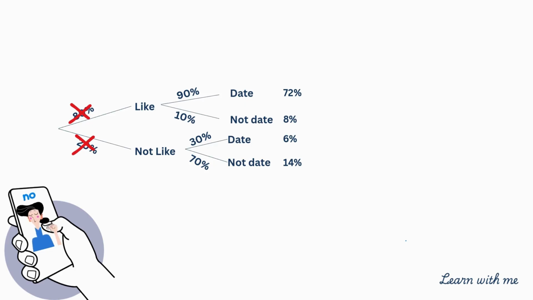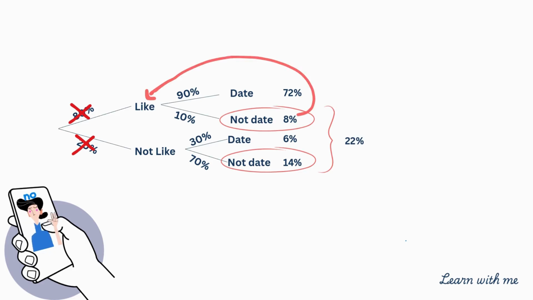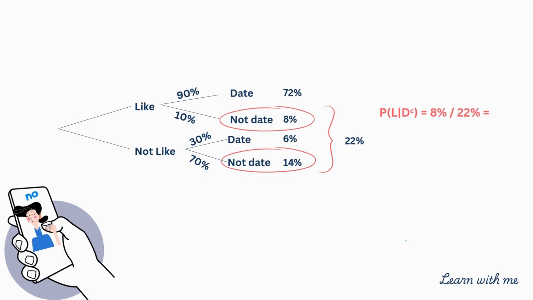At this point, his world has shrunk down to just the situation of no date, which overall happens 22% of the time. Within that 22%, 8% comes from the case where she did like him but still didn't go, and 14% comes from the case where she didn't like him and didn't go. So now, given that there was no date, the probability that she liked him is only 8 out of 22, about 36%. His belief has been revised. Similarly, the probability that she does not like him is around 64%.